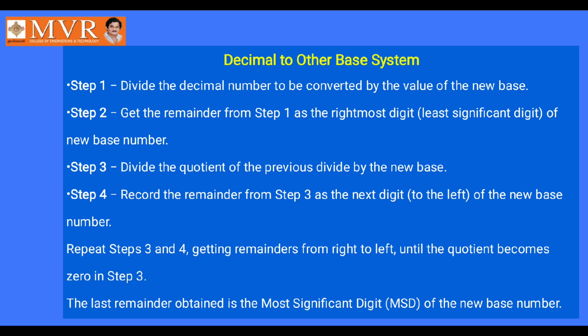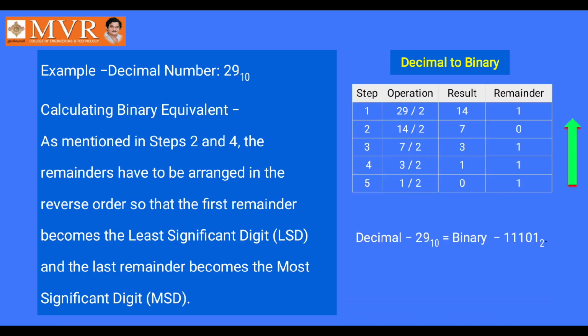Now you see the examples of each: decimal to binary, decimal to hexadecimal, and decimal to octal. Here I have taken a decimal number 29. In the table, because we are planning to convert this decimal to binary, we are dividing that 29 by 2. The quotient is 14 and the remainder is 1.